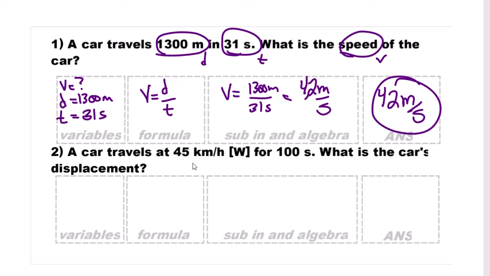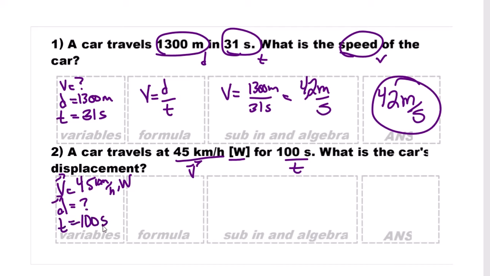Now what about this one? A car travels at 45 kilometers per hour west for 100 seconds. What is the car's displacement? So this is my velocity because it includes a direction. This is my time. So my variables here, v equals 45 kilometers per hour west. My displacement is what I'm looking for, and my time is 100 seconds.